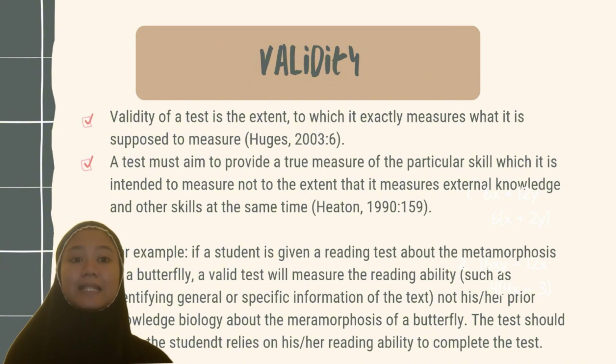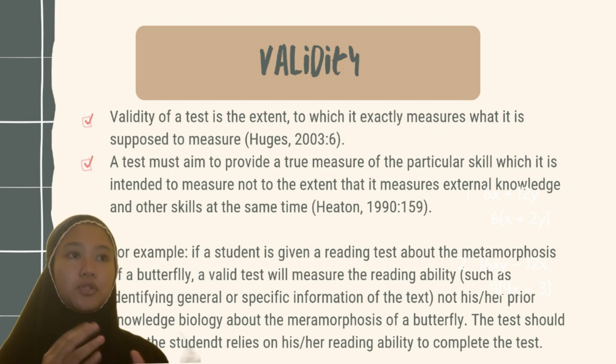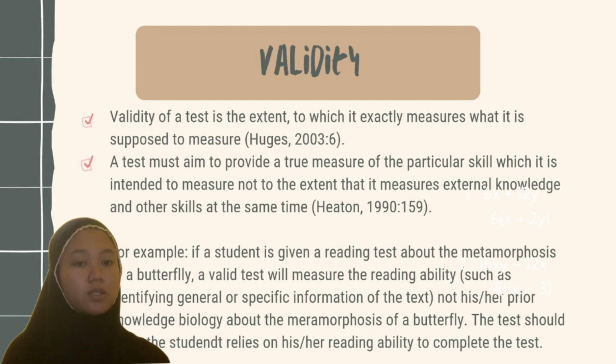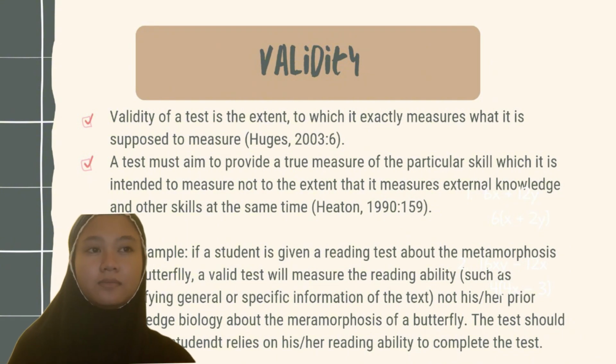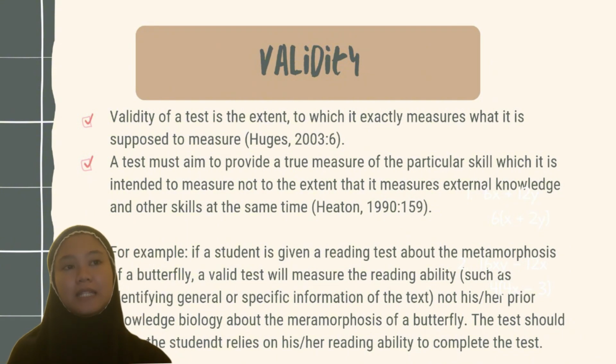Validity of a test is the extent to which it exactly measures what it's supposed to measure. That is according to Hughes 23. And from Heaton 1990, a test must aim to provide a true measure of the particular skill which it is intended to measure, not to the extent that it measures external knowledge and other skills at the same time.